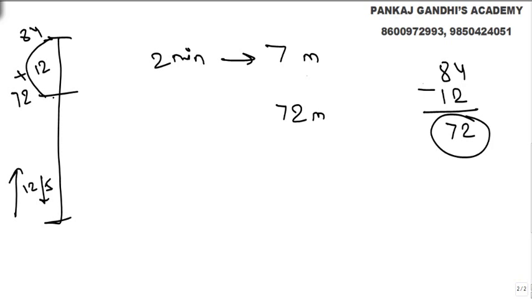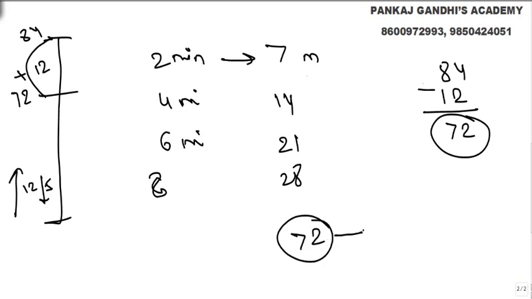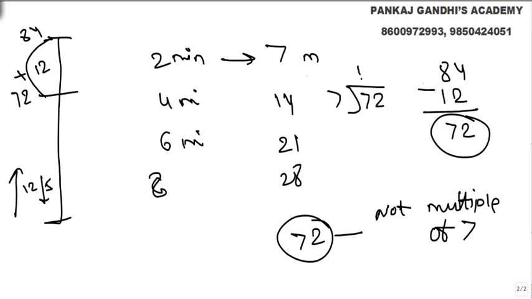Now, if it reaches 72, next minute it will reach 84. But the monkey will always follow multiples of 7. 2 minutes 7, 4 minutes 14, 6 minutes 21, 8 minutes 28. Now 72 is not a multiple of 7. The nearest multiple of 7 is 70. So we cannot take 72. We find the nearest multiple of 7, 7 tens are 70.